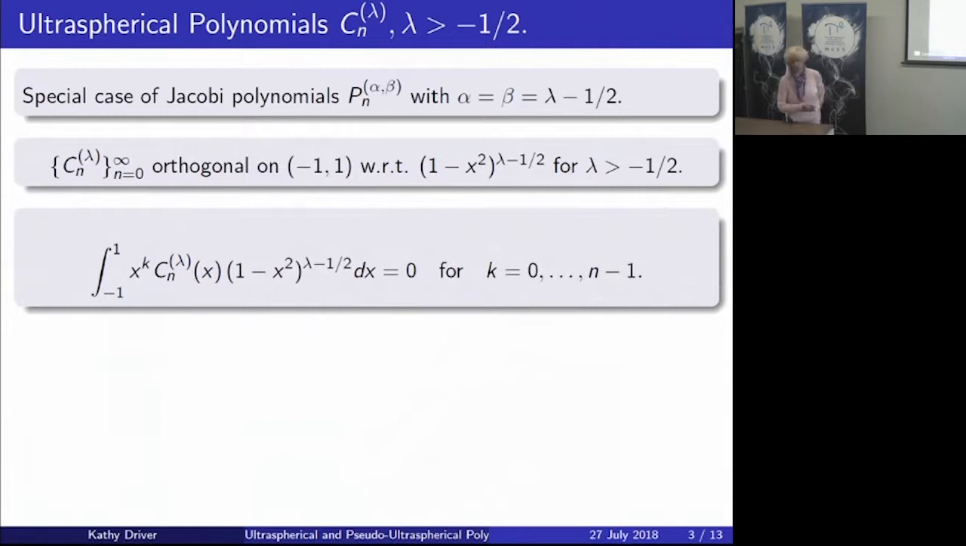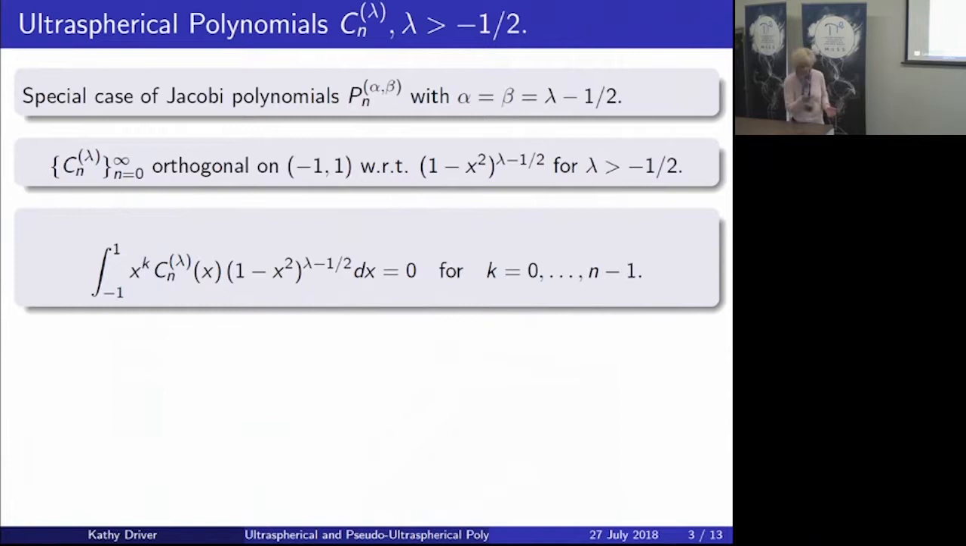What does that mean? Well, this is one way of looking at it: the integral from minus 1 to 1 of any non-negative integer power of x times C_n^lambda(x), multiplied by a weight function, which is this here, integrated with respect to the ordinary measure dx, is 0 for any power of x up to and including n minus 1. The integral is non-zero for k equal to n; that's just the square of the L2 norm of the polynomial. So there's nothing terribly difficult there, but it is important that this integral vanishes for k equals 0 up to n minus 1, because I'm going to be relaxing that slightly when I talk about quasi-orthogonality in a moment.